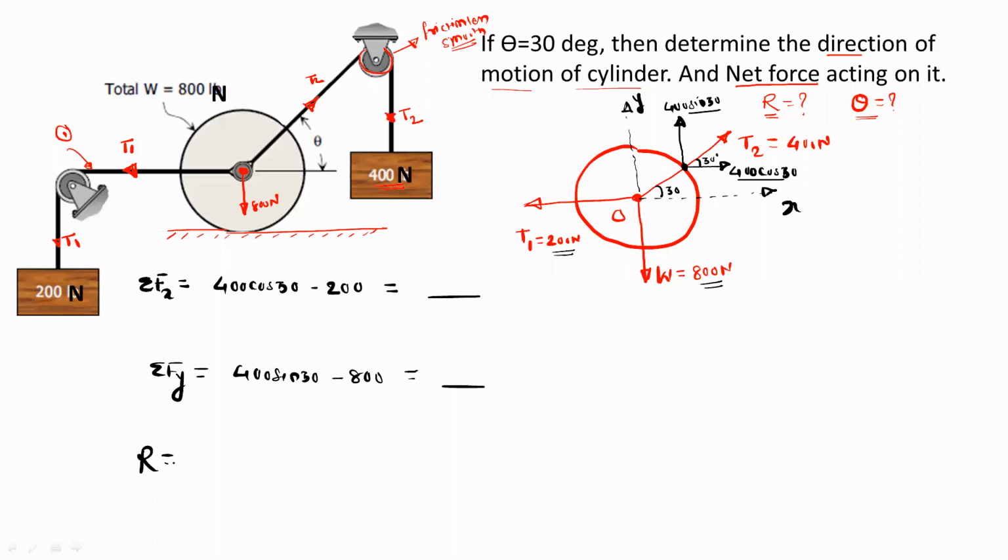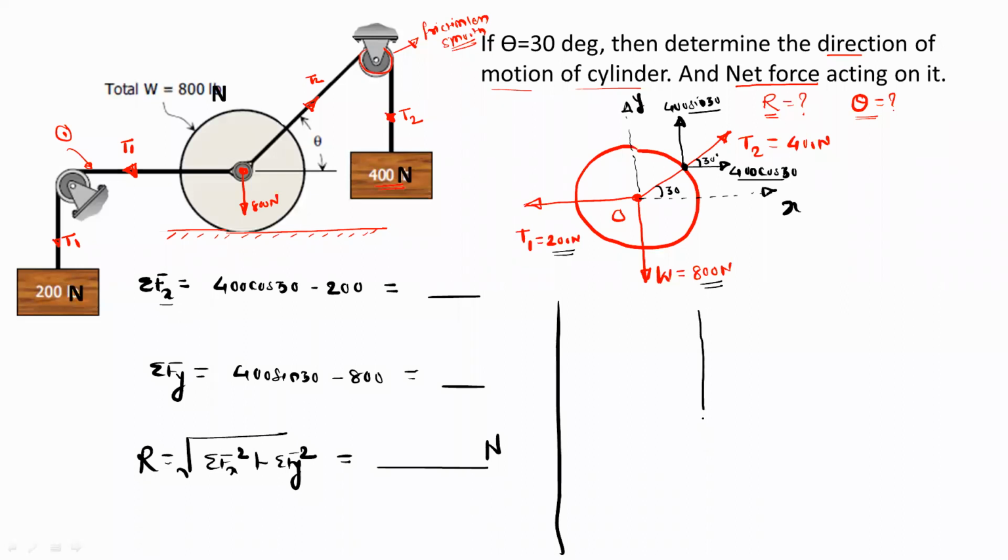Then find out the resultant value R. It is the square root of summation Fx square plus summation Fy square, so your answer will be in Newton. Then decide the quadrant. We can decide the quadrant depending upon the sign of summation Fx and summation Fy. Check whether it is in the first, second, third or fourth quadrant, and then find out the angle theta is equal to tan inverse of summation Fy divided by summation Fx.